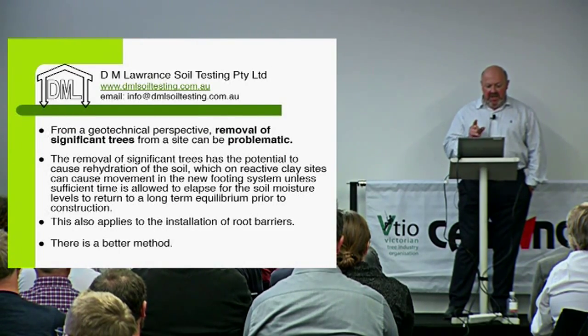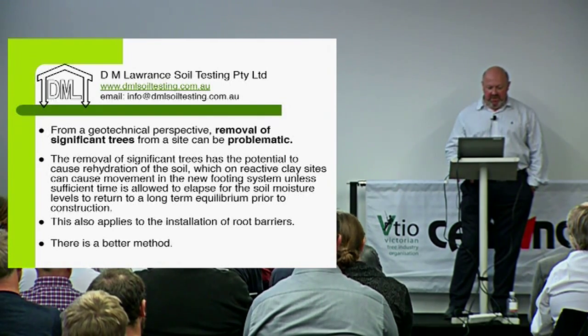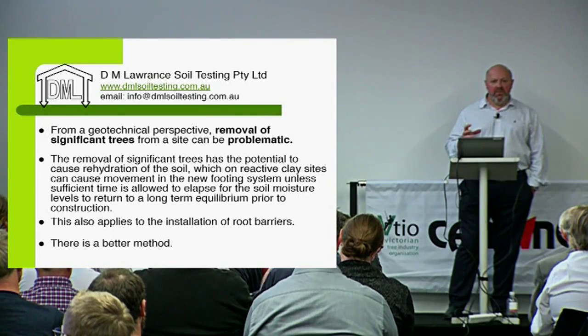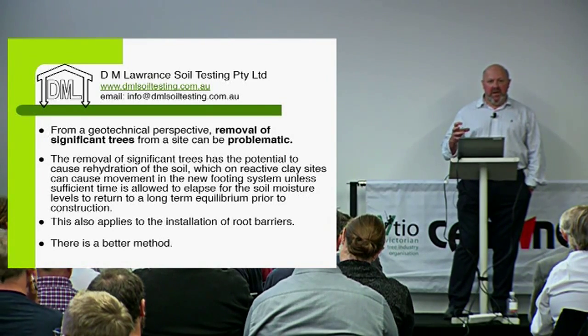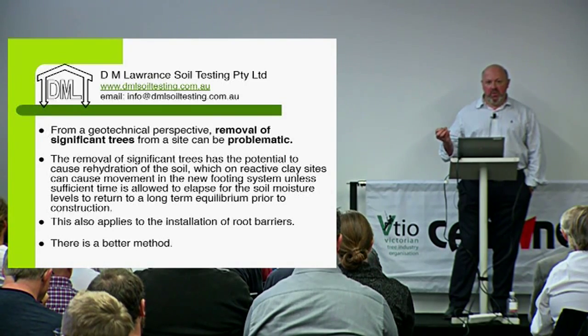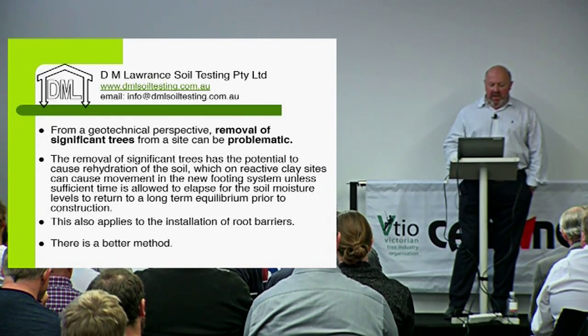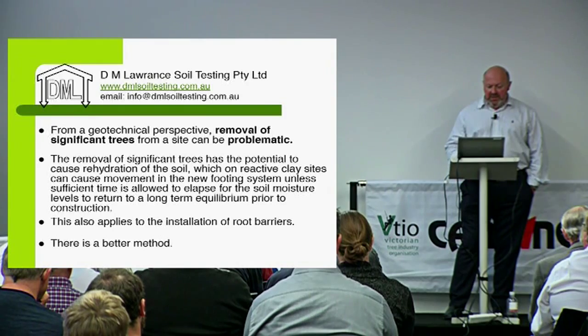If you cut a significant tree down, particularly from a site prior to construction, it takes a long time for the clay to regain a long-term moisture equilibrium. In that period of time, the clay is going to swell because the drying effect of the tree has been removed. Now, if you put a footing system on clay that's been dry because a tree has been there for a long period of time, and we've seen many, many cases where this has happened, the clay swells and causes enormous damage. That also applies to the installation of root barriers.